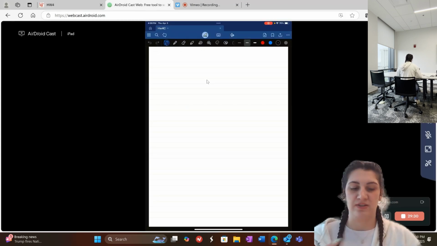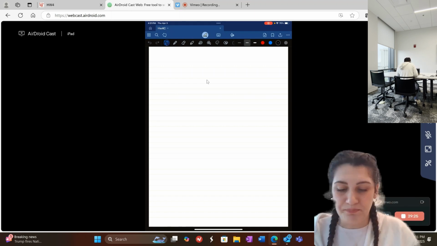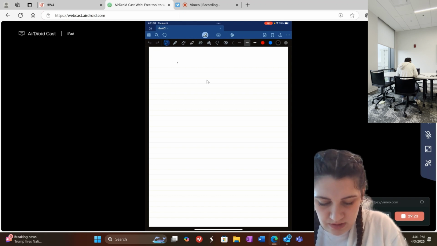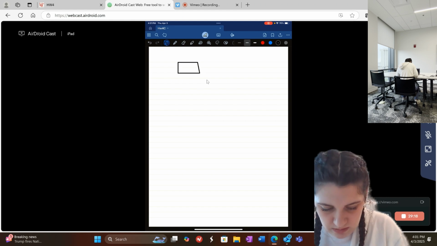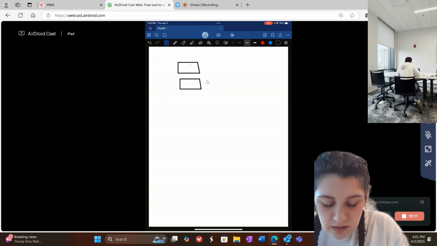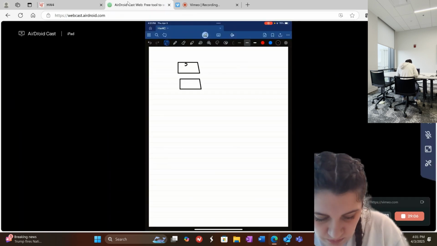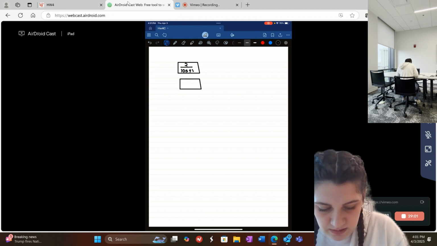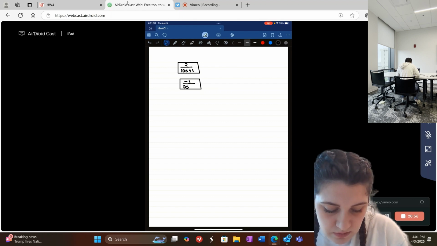Okay. So as usual, the first thing we are going to do is draw out our system. So we are going to have 2 processes here. The first being 2 over 10s plus 1, and the second being negative 1 over, I think it's 2s plus 1.